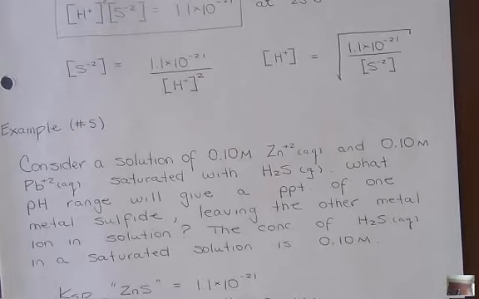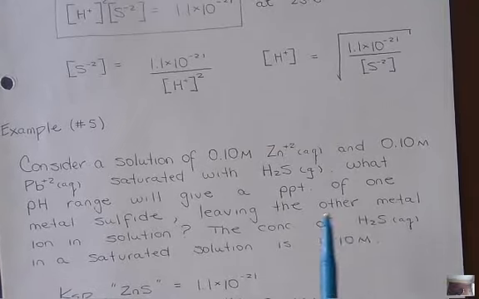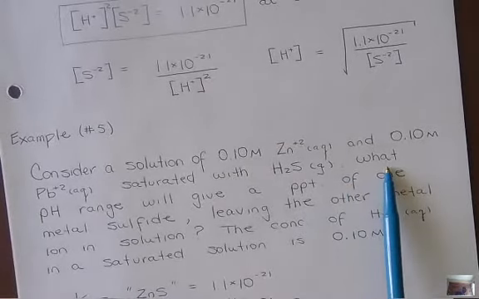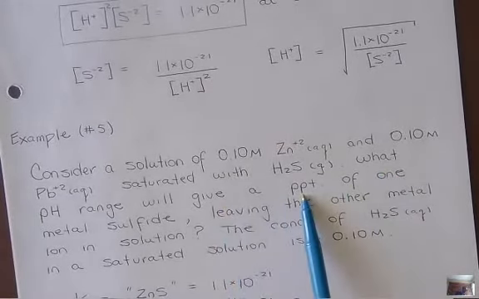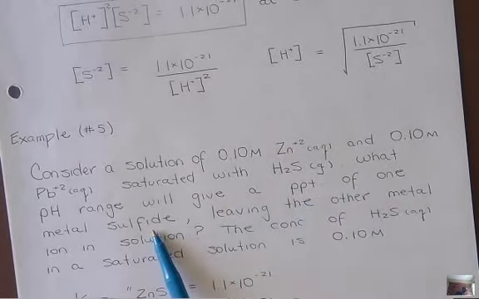I can serially adjust the pH, do one at a time, knock out one, collect the precipitate at this first pH, then move that solution over, get it off of the solid, then change the pH, get the second one to precipitate out. So here's the question. What pH range will give a precipitate of one metal sulfide leaving the other metal ion in solution?